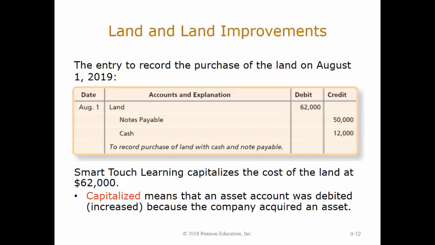We would say that Smart Touch Learning capitalized the cost of the land at $62,000. Capitalized means that an asset account was debited or increased because the company acquired an asset. So for our land example, Smart Touch Learning debited the land account for $62,000, the capitalized cost of the asset.